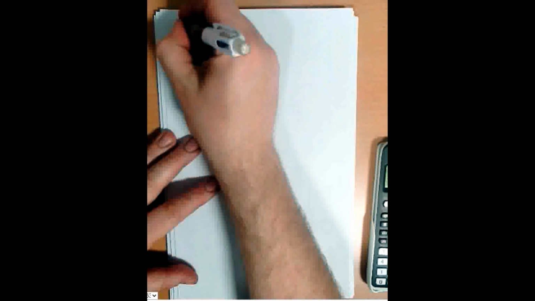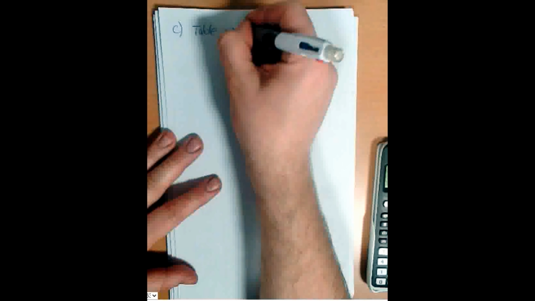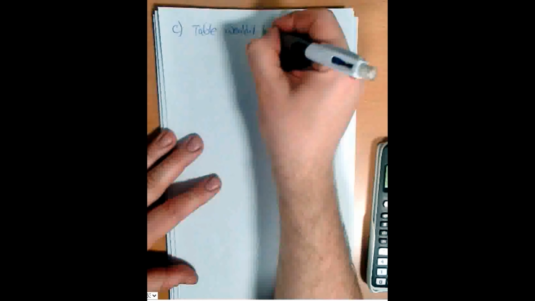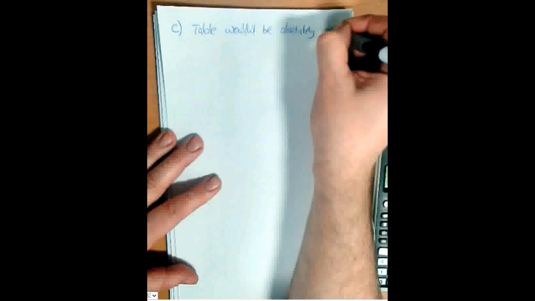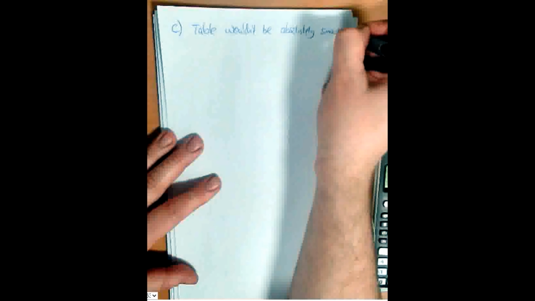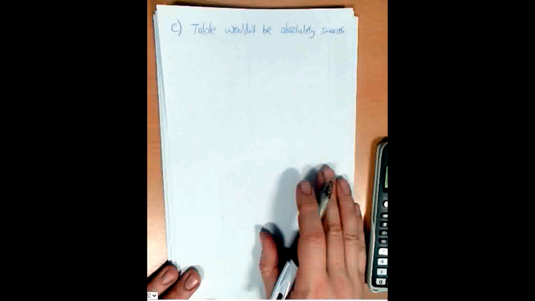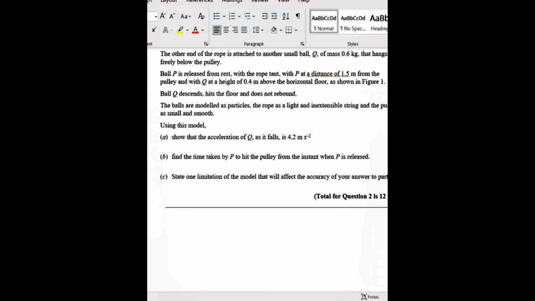So for part C, the table wouldn't be absolutely smooth. You could say something like the rope wouldn't be absolutely inextensible, or the pulley would not be absolutely smooth. There would be some friction affecting the movement of the pulley.